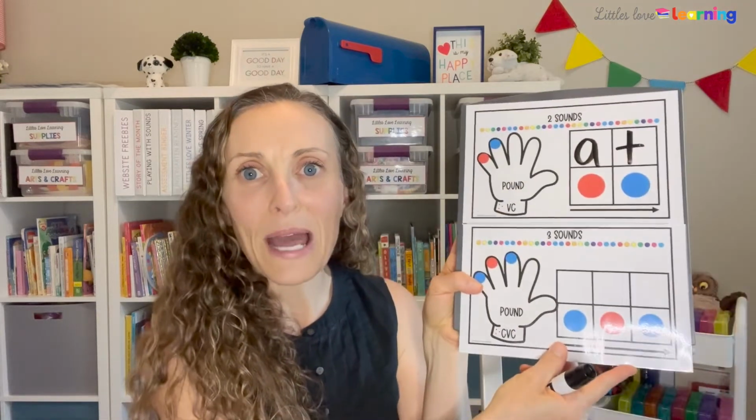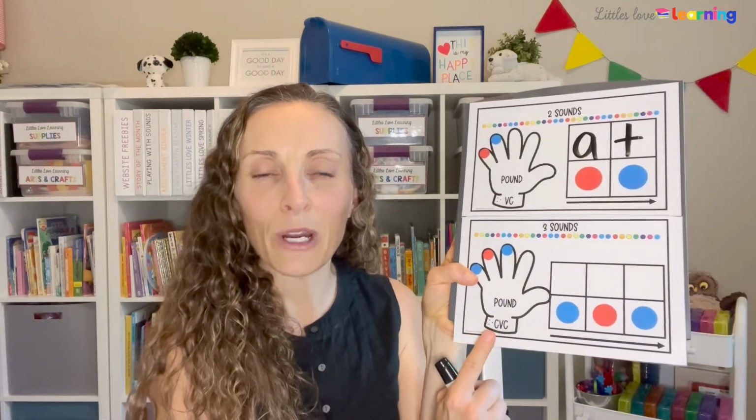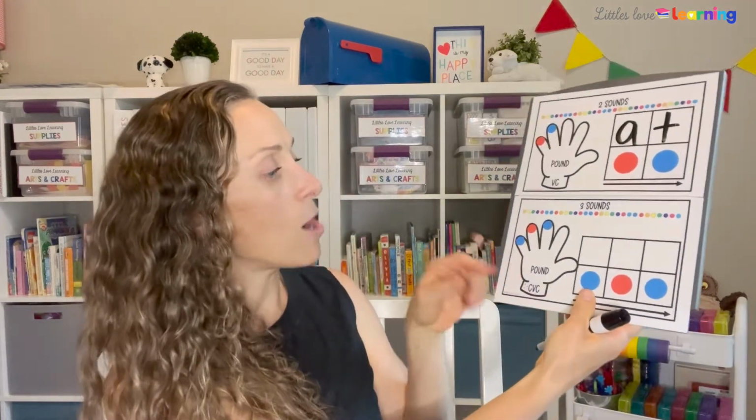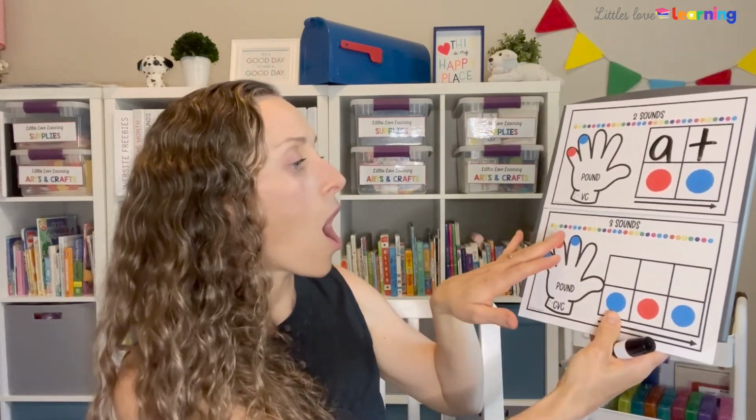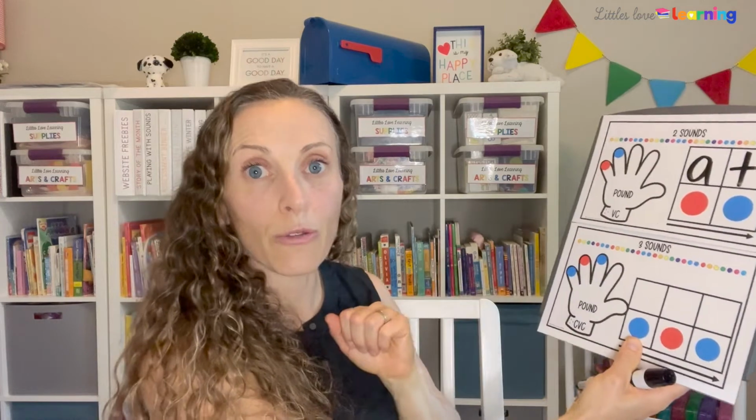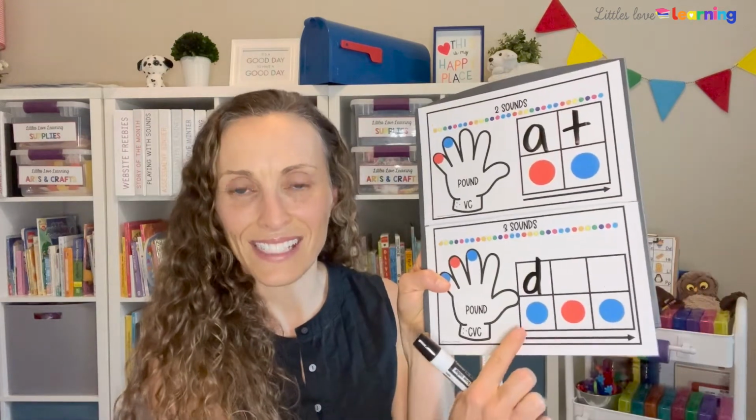So let's do one more. We'll do a CVC word. So I might say to my students, your word is "dog." So they would pound "dog." Tap the sounds, D, A, G. Then we go through. What's your first sound? D. How do you spell that sound? They're going to write D. Next sound, A. How do we spell A?